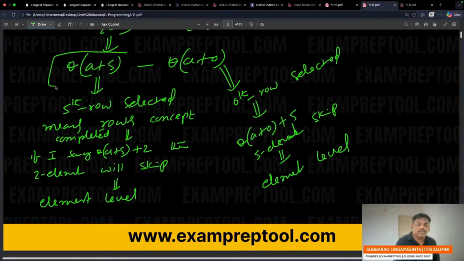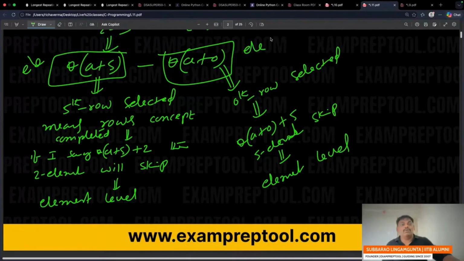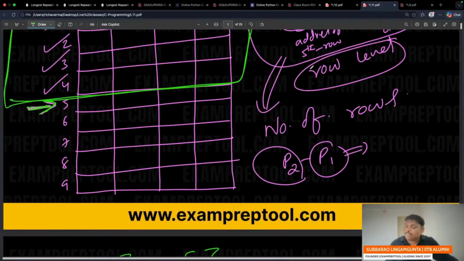Because of 1 star, it is the element level. Remember, this is also the element level. So I want to confirm to everyone one more time. If you are subtracting 2 pointers, they should point to the same array and the same type, the same level also. Both are element level. If one is row level and one is element level, it doesn't work. If both are element level and you subtract, you will get elements. If both are row level and you subtract, you will get rows.